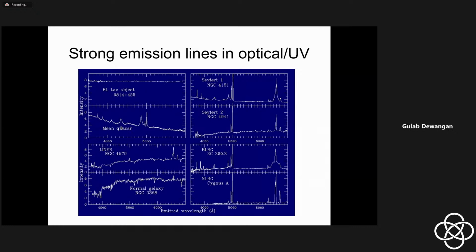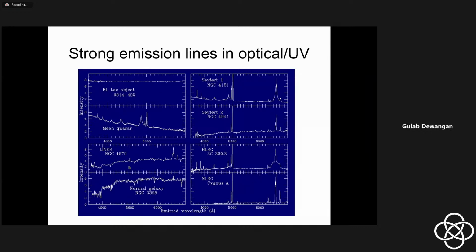Here is the mean spectrum of quasars, radio loud as well as radio quiet quasars. So you see this strong continuum which rises on the blue side, and of course there are these broad emission lines as well as these narrow emission lines.